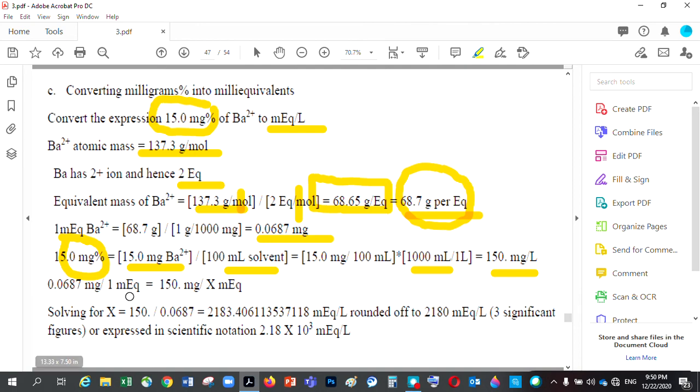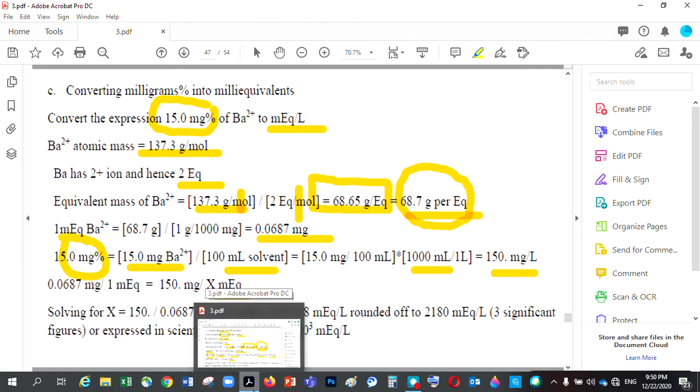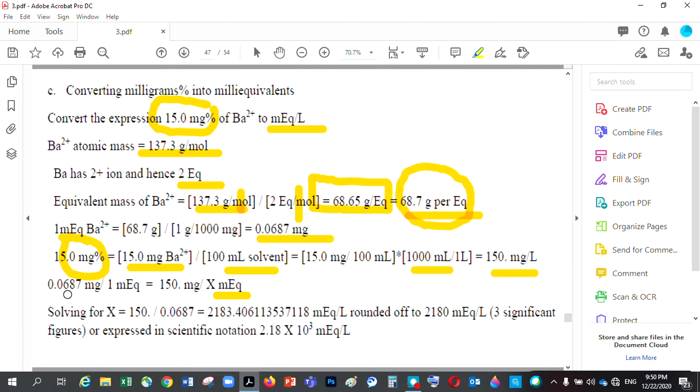0.0687 milligram per 1 milliequivalent is equal to 150 milligram over X milliequivalent, correct? Then solve for X, because 0.0687 milligram per 1 milliequivalent is what we did here. So we transferred this one here into milligram.